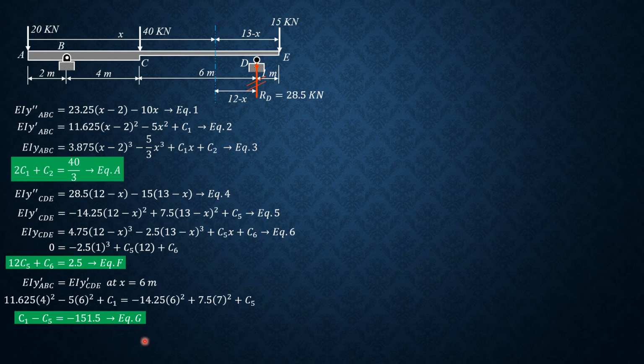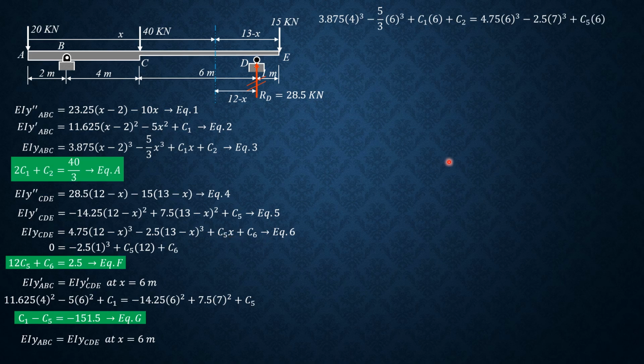Call that equation G. Then EIy ABC is equal to EIy CDE. In other words, same deflection at C considering ABC and CDE because this is the common point. So 3.875 times 4 cubed minus 5 thirds times 6 cubed plus c sub 1 times 6 plus c sub 2 equals 4.75 times 6 cubed minus 2.5 times 7 cubed plus c sub 5 times 6 plus c sub 6.